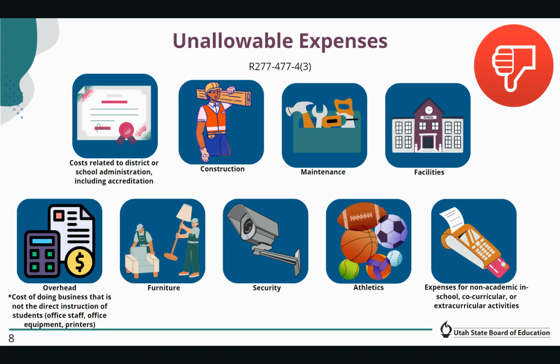Please remember that in R277-477-3, there is a list of unallowable expenses. If you have any of these expenses, your plan will be rejected. The expenses are costs related to district or school administration, including accreditation, construction, maintenance, facilities, overhead, furniture, security, athletics, and expenses for non-academic in-school co-curricular or extracurricular activities.